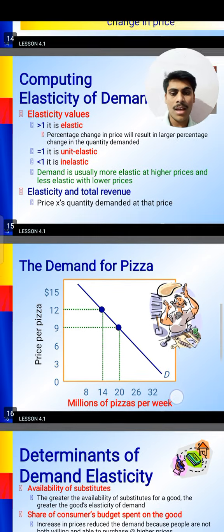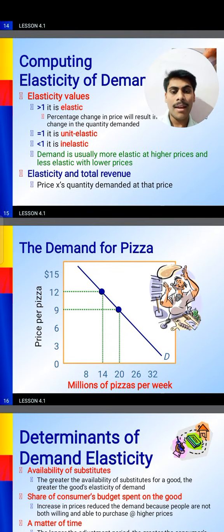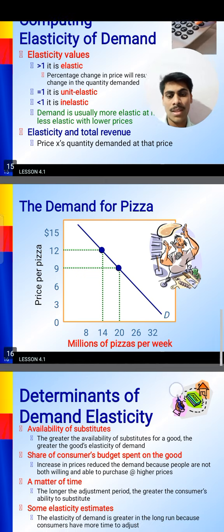For the demand for pizza, we take the x-axis and y-axis. On the x-axis we take millions of pizzas per week bought in the market, and on the y-axis we take the price per pizza.